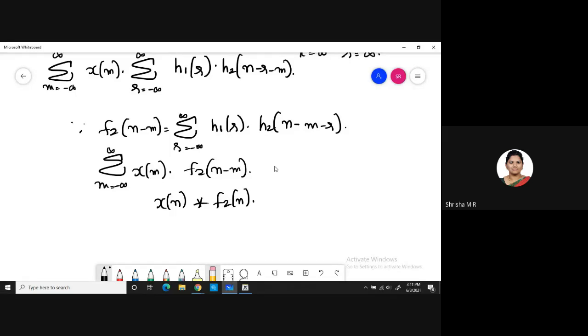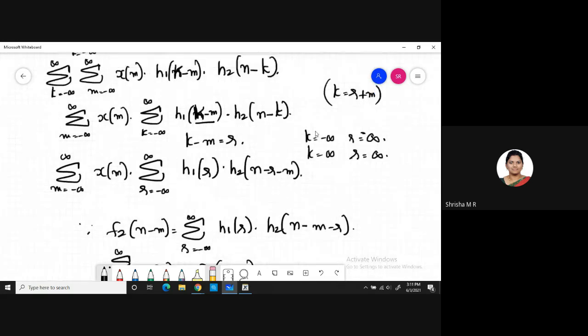So our f2 of n is nothing but h1 of n convolved with h2 of n. So it is x of n convolved with h1 of n convolved with h2 of n. Understood, everyone? Which is equal to your RHS. Clear? Is it clear, guys?